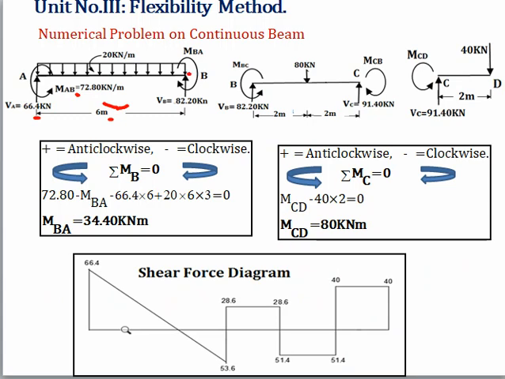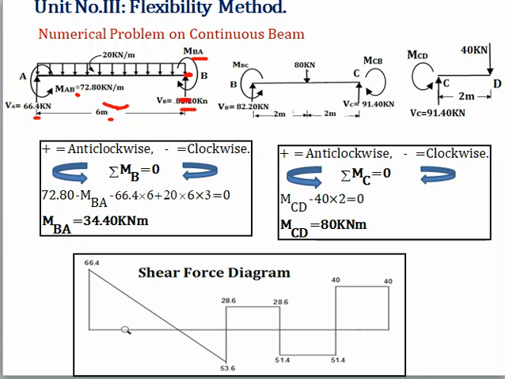Now at B, let's consider there is a moment acting in a clockwise direction. This is our assumption. So let's take moment about B and find out MBA. This reaction at B, we know the total reaction.